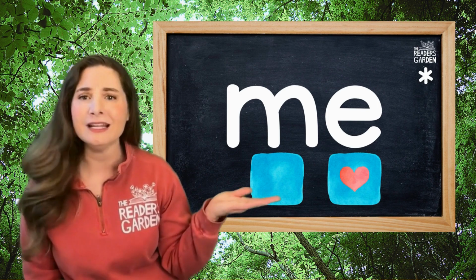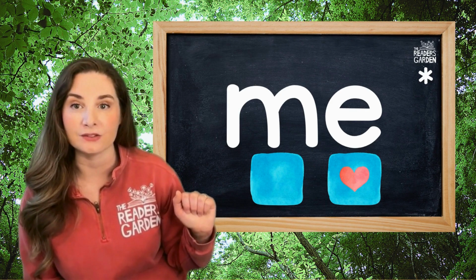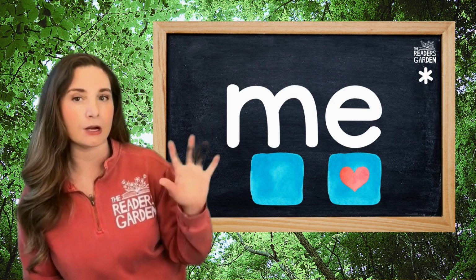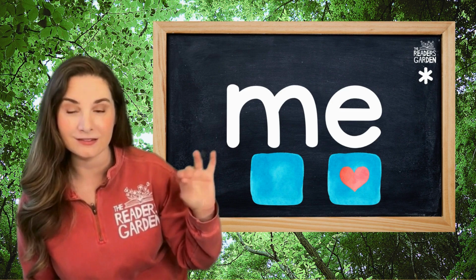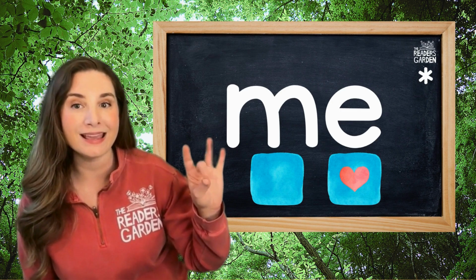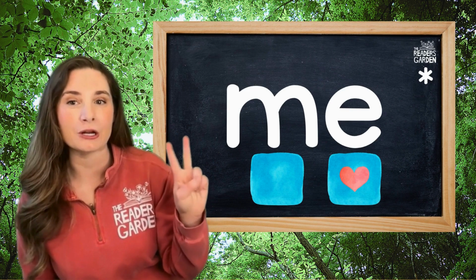Let's figure out how many sounds are in the word me. We're going to finger tap those sounds. What's the first sound we hear? And the next sound, e. Me. Do it again. Me. There are 2 sounds in the word me.